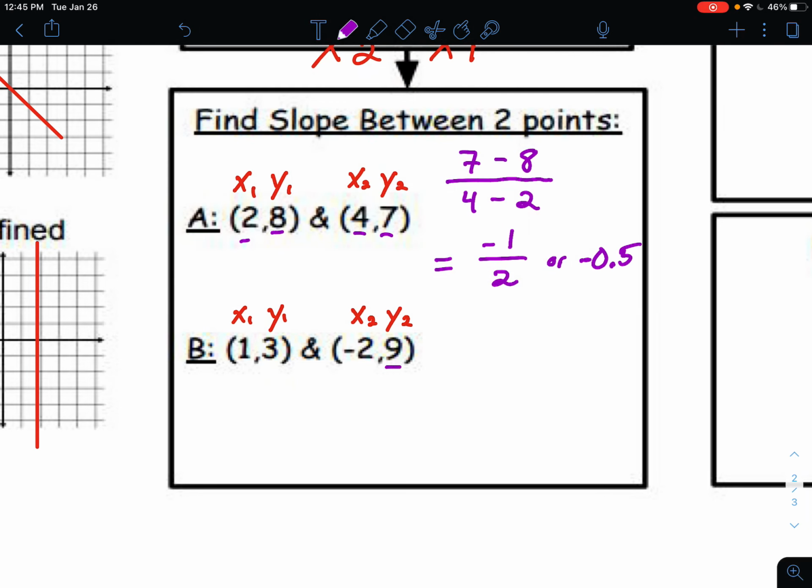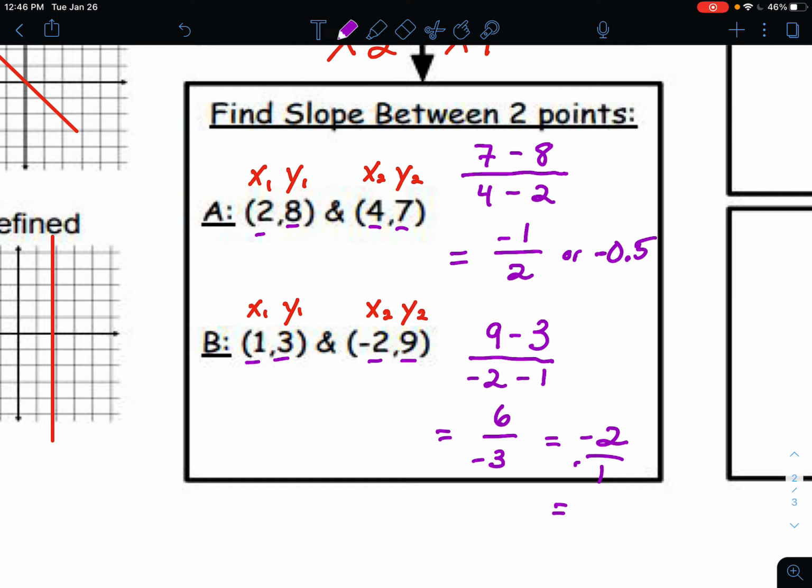And I will subtract the second y value minus the first y value to get the rise. So 9 minus 3 divided by the second x value minus the first x value, negative 2 minus 1. So that gives me 9 minus 3 is 6. And we have negative 2 minus 1 is negative 3. So that gives me a negative 2 for my slope. Negative 2 over 1 if you want to reduce it, which of course then just goes to negative 2.